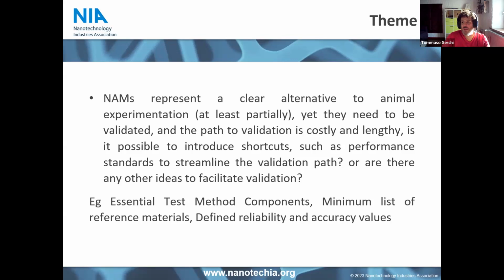We had a meeting in the NAMs for Nano project last week, and some of the advisors agree with us that we should extend the NAM definition even to in silico methods. So these are also new approach methodologies for different aspects of the hazard and risk assessment.